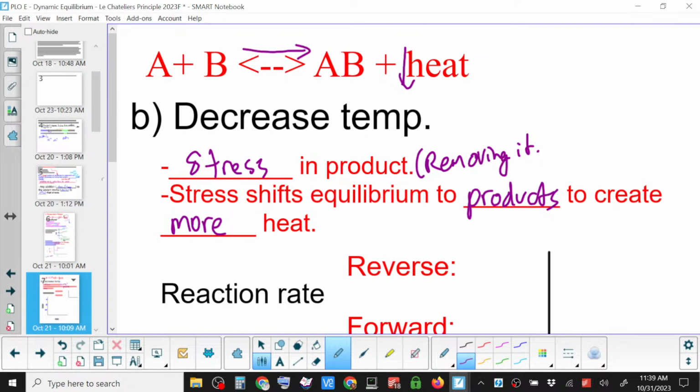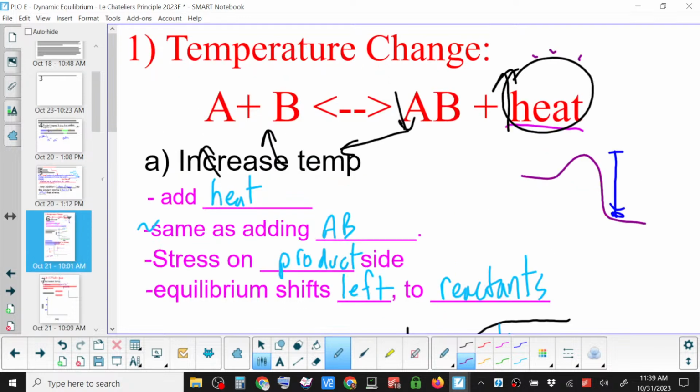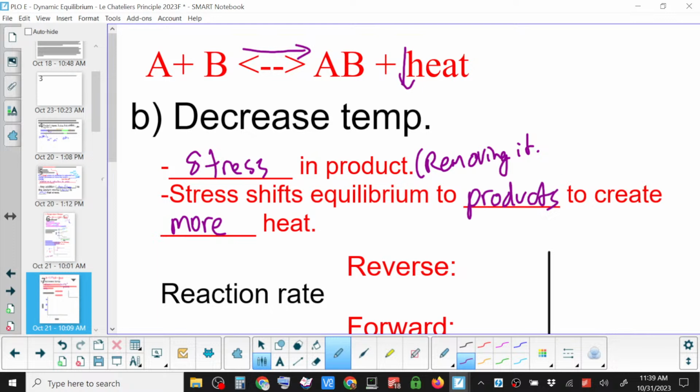Also, looking at both of these, when we added heat, by shifting to the left, the system removes heat. When we take away heat, by shifting to the right, it's going to add more heat. It's not a chemical process, but this is how water evaporation and freezing works.